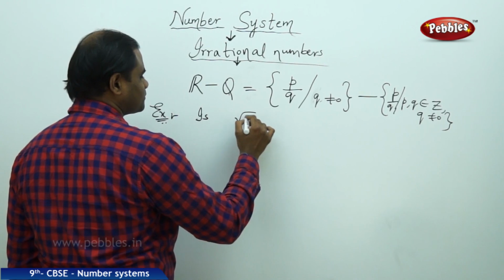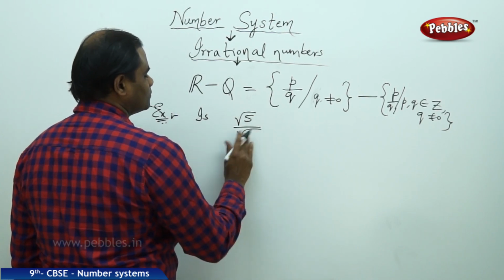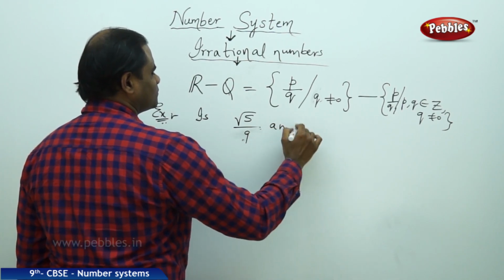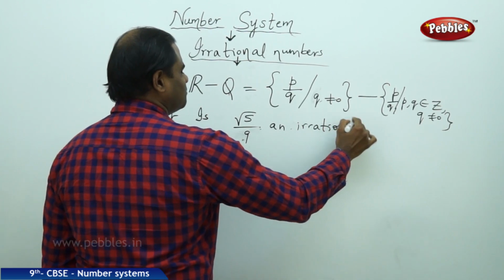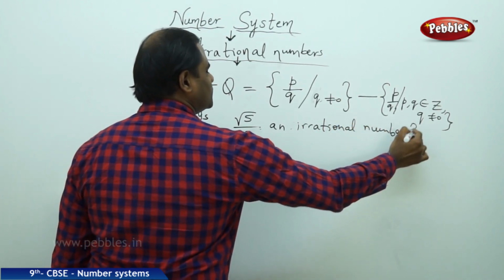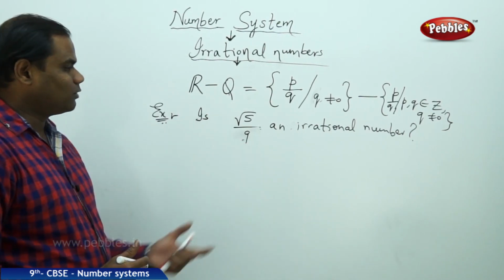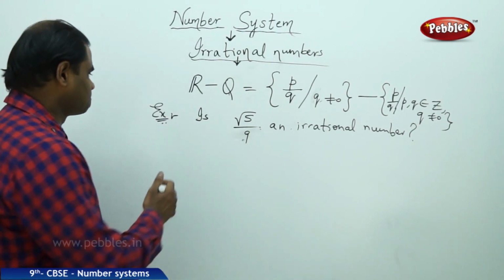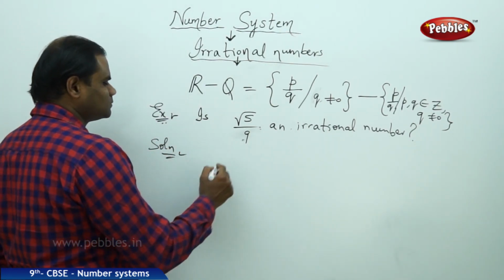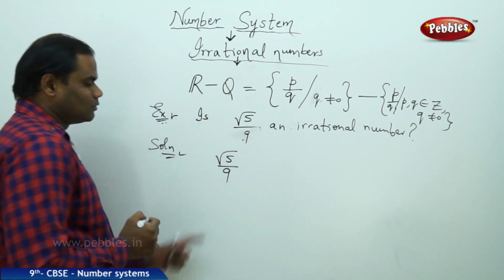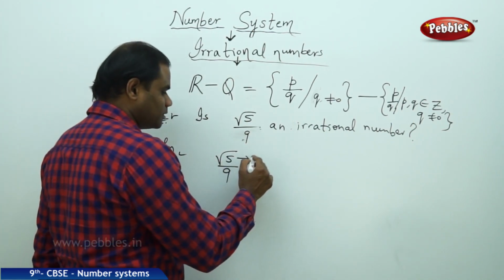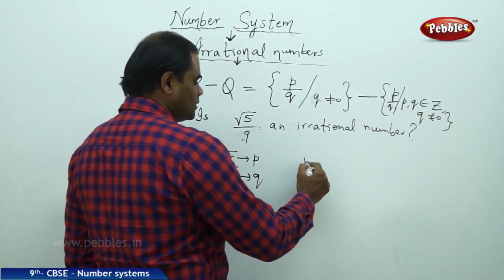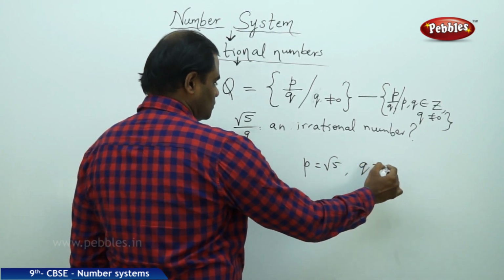Is this an irrational number? Is the question out here. So root 5 over 9, let's test for this being a rational or an irrational number. For example, root 5 over 9 can be differentiated with the numerator being p and the denominator being q. Now clearly my p is root 5 and my q is 9.